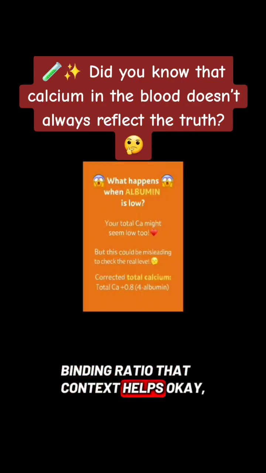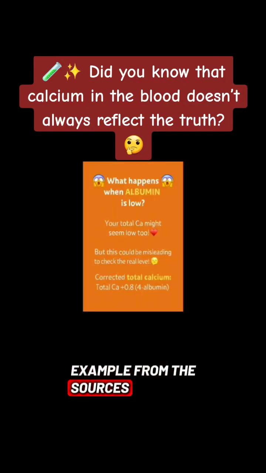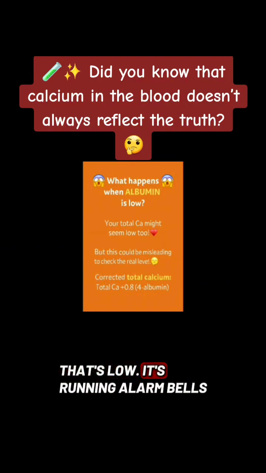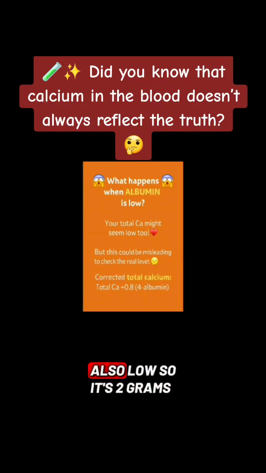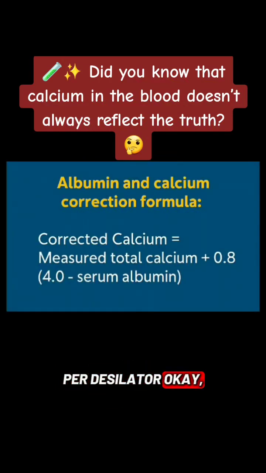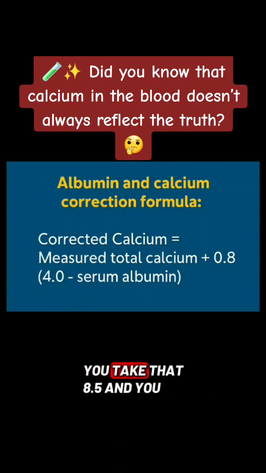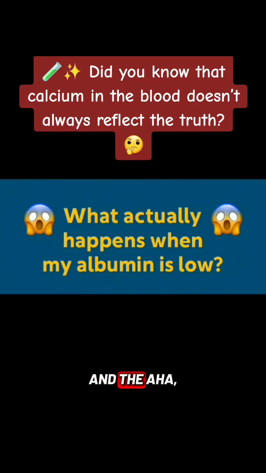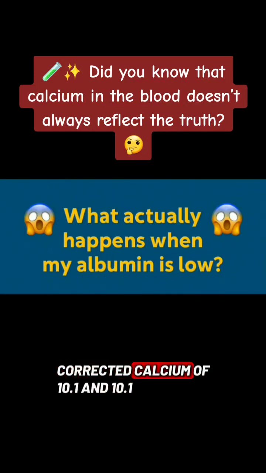That context helps. Okay, let's make it concrete with that example from the sources. So you have a measured calcium of 8.5. That's low. It's ringing alarm bells. It is. And the albumin is also low, say it's 2 grams per deciliter. Okay. But if you apply the correction, you take that 8.5 and you add 0.8 multiplied by 4 minus 2, which is 2. So that's 0.8 times 2, which is 1.6. Yep. So you're adding 1.6 milligrams per deciliter back to the measured number. And the aha moment result, 8.5 plus 1.6 gives you a corrected calcium of 10.1.